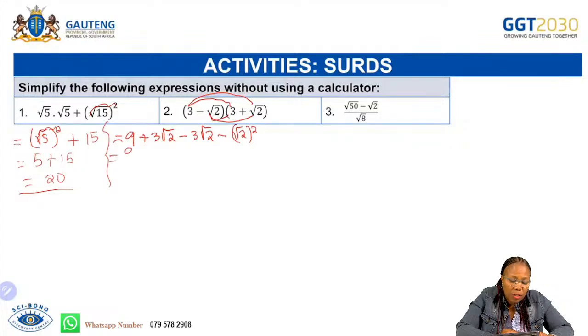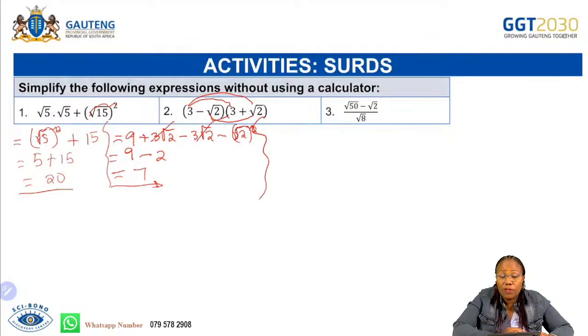And then this will be 9. 3 square root 2 minus 3 square root 2 will be a 0. And the 2 will cancel the root sign, then you are left with minus 2 there. 9 minus 2, it's a 7. That is your answer. And then number 3, we are having square root 50.